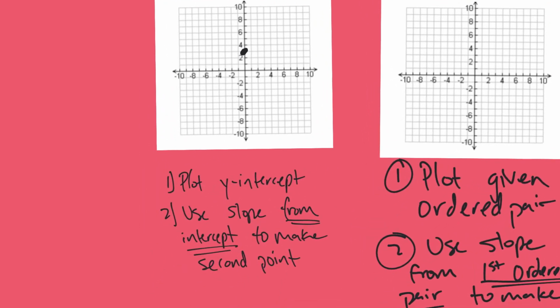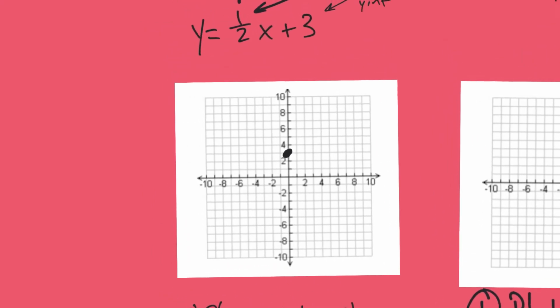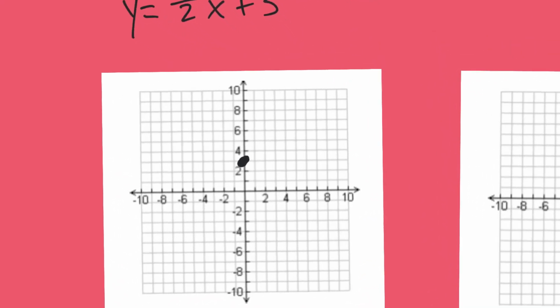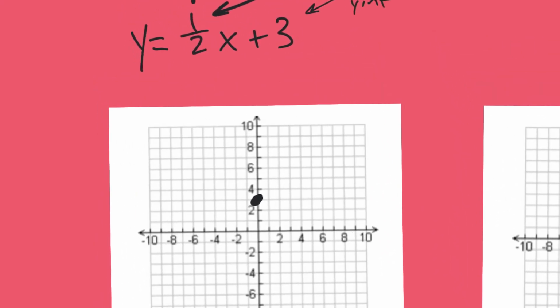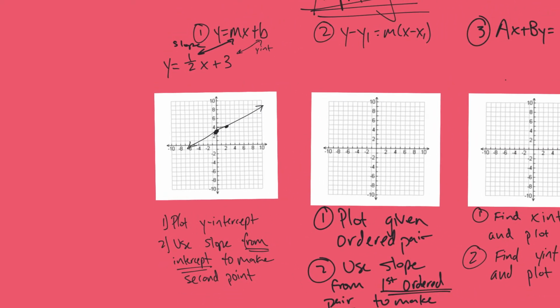My information down below says use the slope from the intercept to make a second point. So if my slope is 1/2, that means from the intercept, I'm going to go up 1 and then over 2 and make my second point. Now that I have both pieces of data, connecting with a line, I have my graph. So I use the intercept first, placed from the equation, and use the slope from that point in order to make my second point.